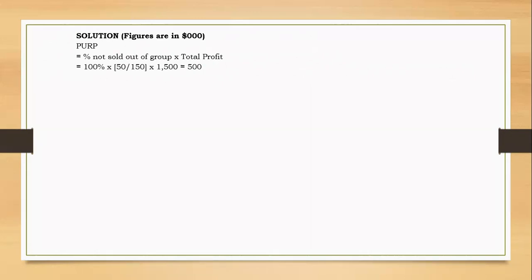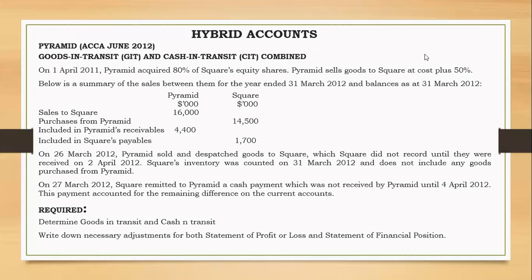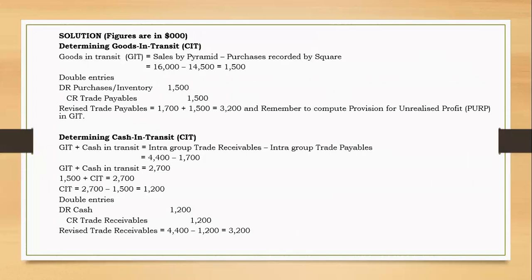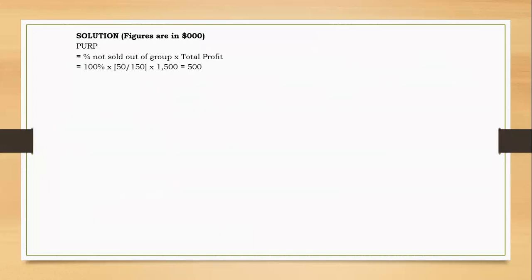If you have a profit markup of 50%, we are told from the question that Pyramid sells goods to Square at cost plus 50%. So cost plus 50% of cost means that this is a profit markup. You should always try to note whether there is a profit markup or profit margin. In our case, we had the profit markup. So for a profit markup of 50%, just take 50 over 100 plus 50, that is 50 over 150. Then you multiply by the total profit.